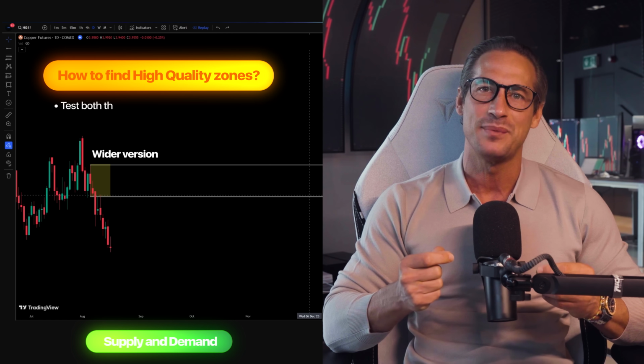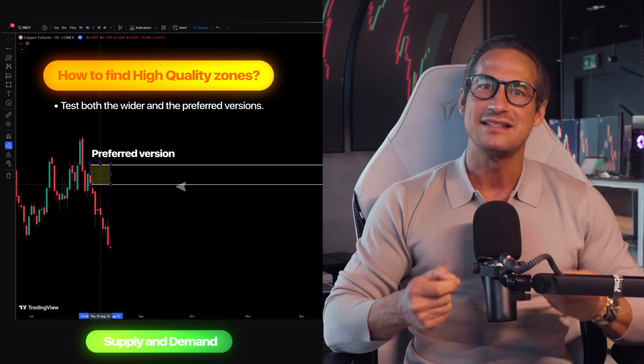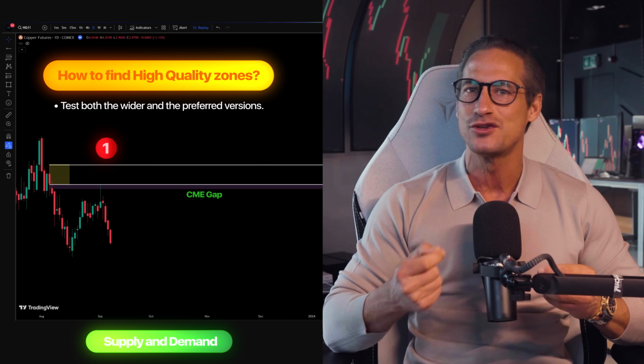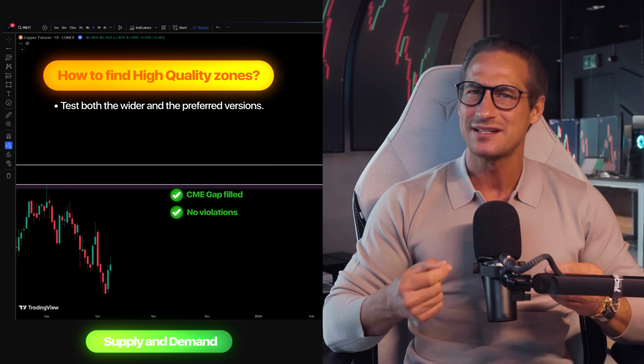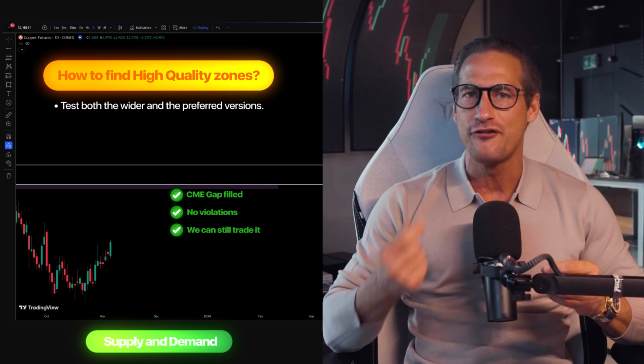In this example, this would be our preferred version. And what you immediately notice is that the first touch did not violate it, meaning it didn't enter the zone at all. It usually does, but in this case it didn't. So what does this mean? This zone is likely still fresh, even after the first touch.